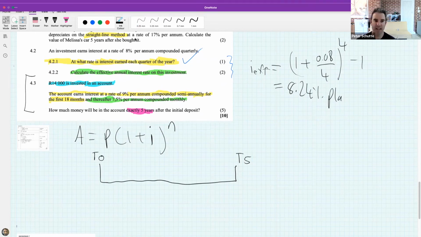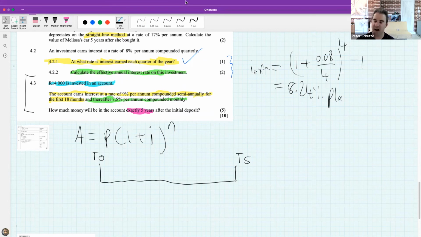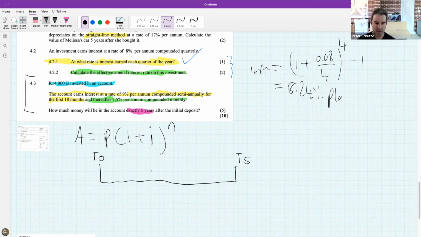So there's the beginning, which is T0, there's T5, and then 18 months. Now, what is 18 months in terms of years? Because I want to keep it in the same unit. So what is 18 months in terms of years? Isn't it just going to be T1.5?